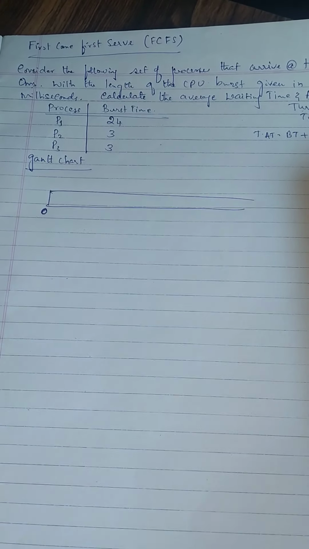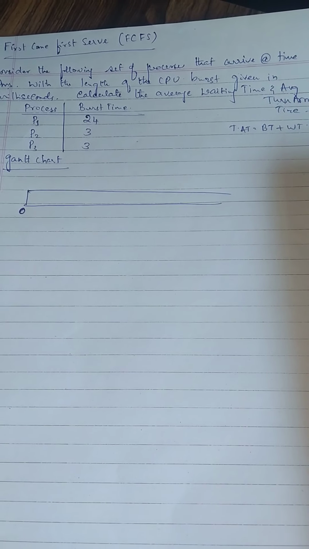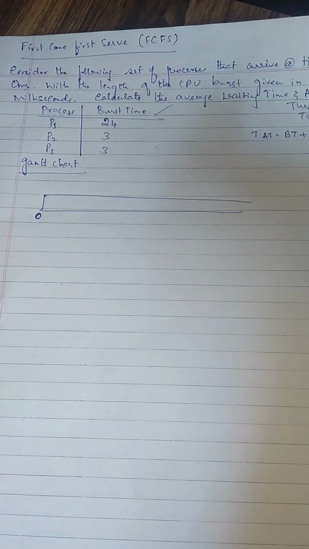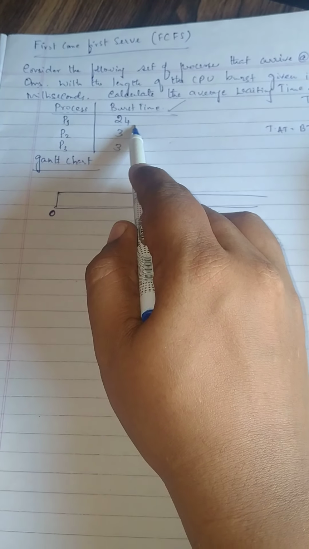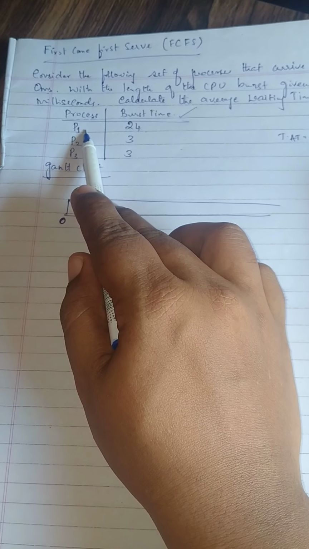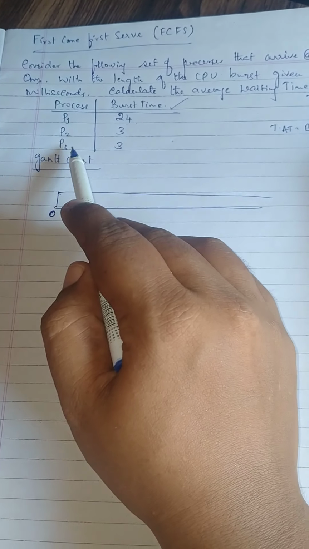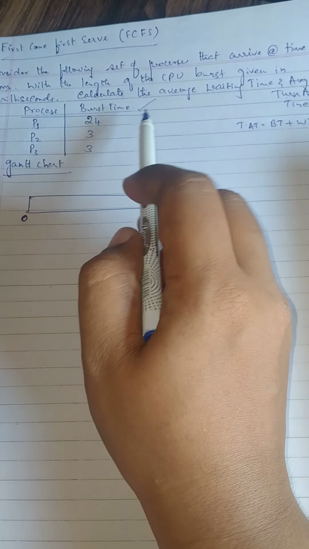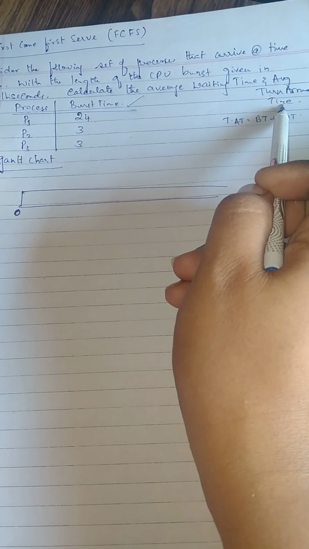So all the processes have come in together at time 0 millisecond, with the length of the CPU burst given in millisecond. This burst time that you can see is called the CPU burst. That is nothing but how much time the particular process takes to complete. According to this, P1 takes 24 milliseconds to complete, P2 takes 3 milliseconds to complete, and P3 takes 3 milliseconds to complete.